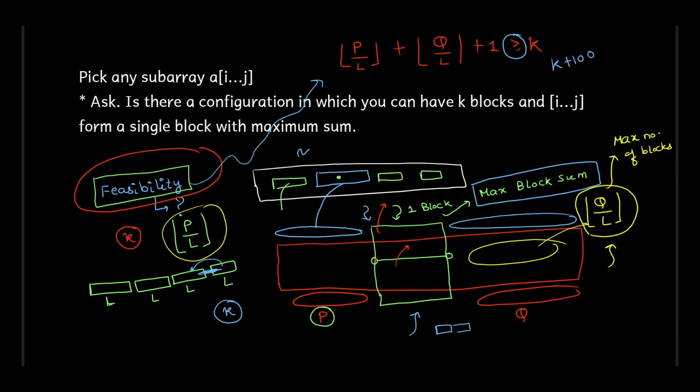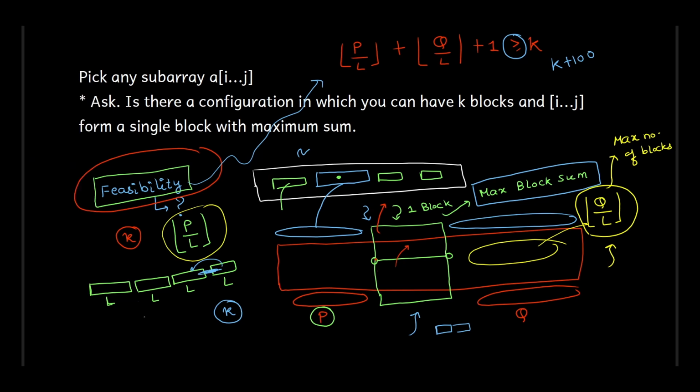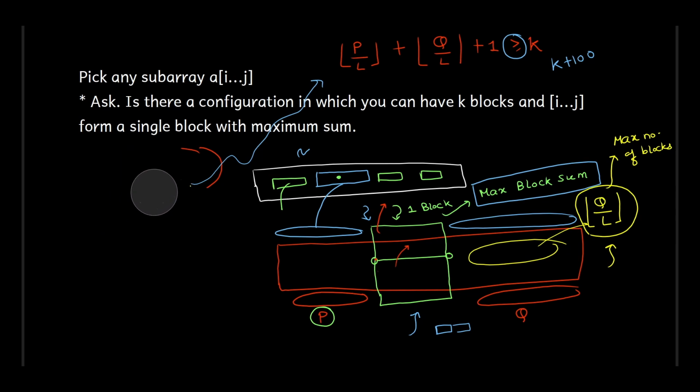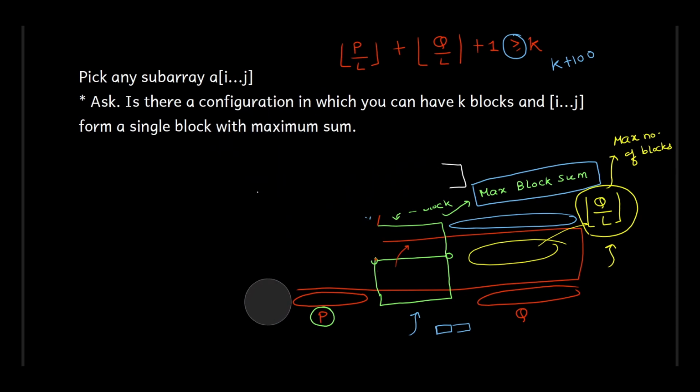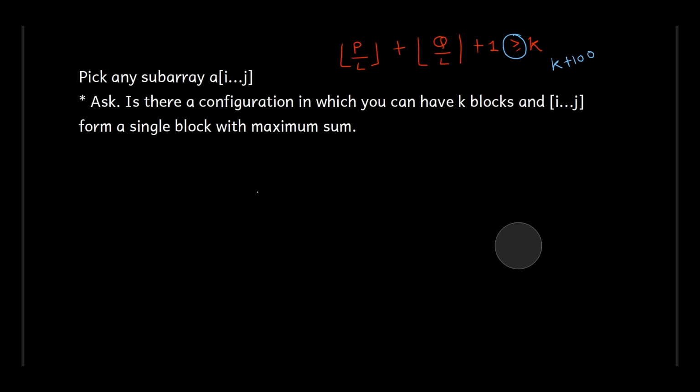But now, since we were solving the contribution technique problem, we wanted to find out two things. One is the feasibility, and the second thing is, we said that I want this block to be the maximum sum block so that I can take the contribution of this block in my answer. That is what we wanted, right? That is how contribution technique usually works. You ask, is there a configuration in which this element is the maximum, right?